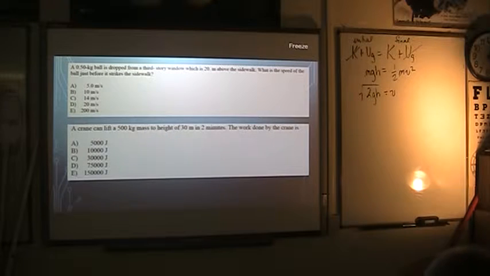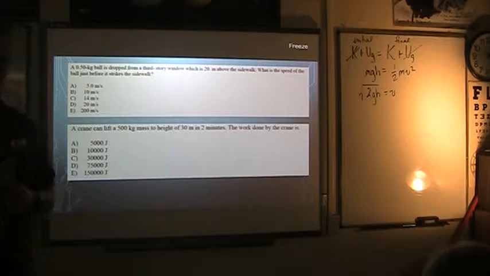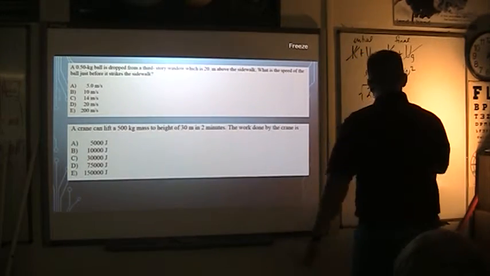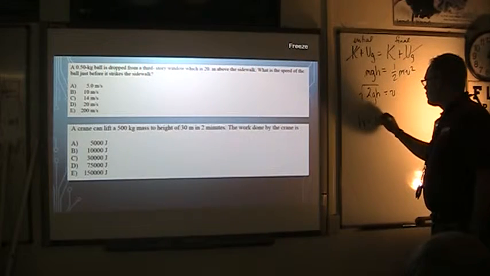Let's look at the second one. A crane can lift a 500 kilogram mass to a height of 30 meters in 2 minutes. The work done by the crane is? It's force times distance, but you got to solve the force. All right, Gage, good. Everybody in agreement? What about you, Hunter? You like it? So what's work? Force times distance.